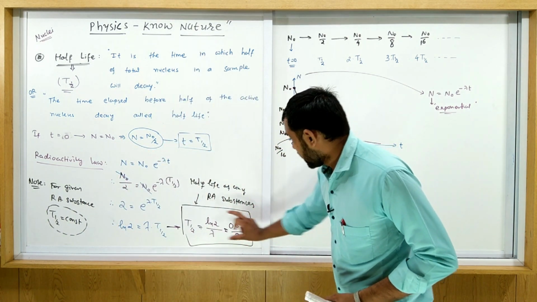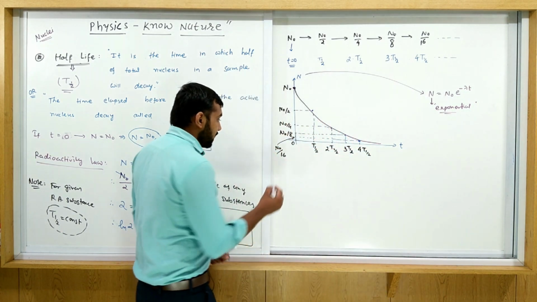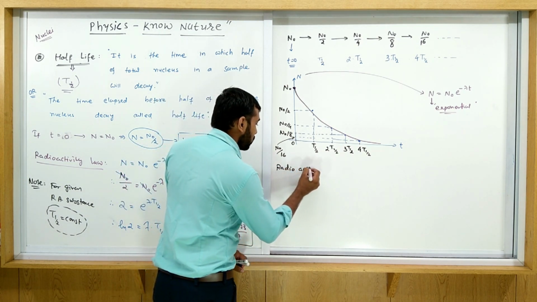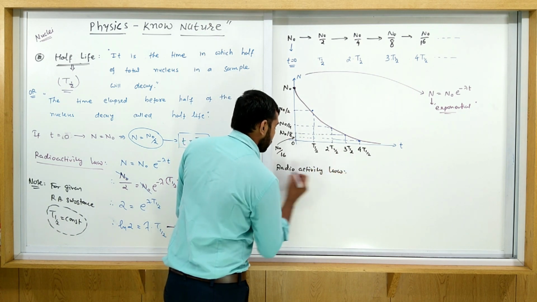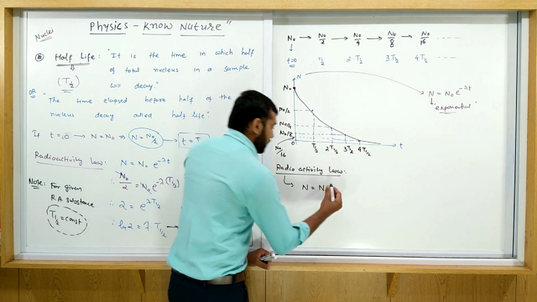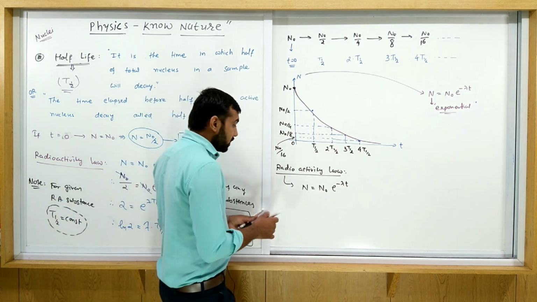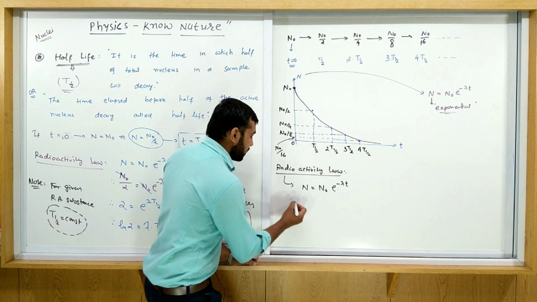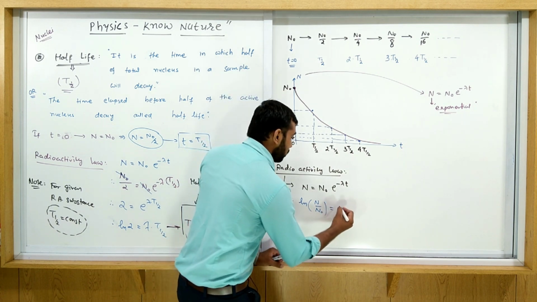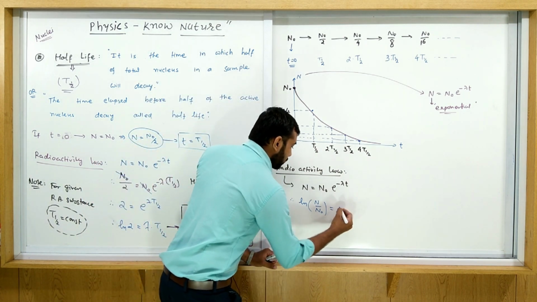From this relation, what is lambda? Let's derive another form of the radioactivity law. What is the radioactivity law actually? N is equal to N0 e raised to minus lambda t. This is the original form. Let's derive a particular form. Take a log on both sides. So ln N upon N0 is equal to minus lambda into t.